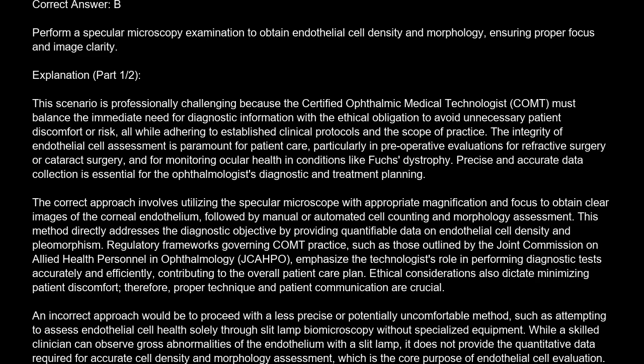Regulatory frameworks governing COMT practice, such as those outlined by the Joint Commission on Allied Health Personnel in Ophthalmology, JCAHPO, emphasize the technologist's role in performing diagnostic tests accurately and efficiently, contributing to the overall patient care plan. Ethical considerations also dictate minimizing patient discomfort. Therefore, proper technique and patient communication are crucial.